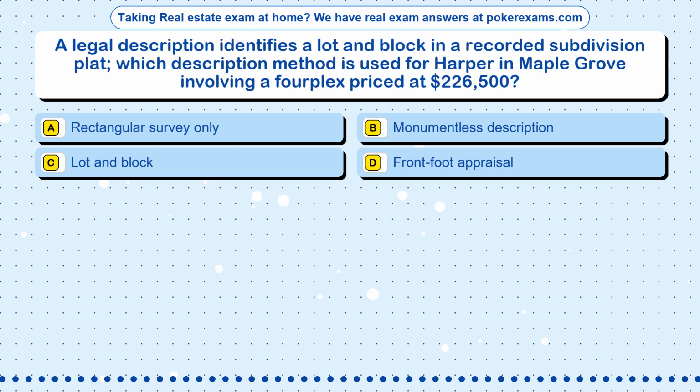Question 31. A legal description identifies a lot and block in a recorded subdivision plat. Which description method is used for Harper in Maple Grove involving a fourplex priced at $226,500? Option A, rectangular survey only. Option B, monumentless description. Option C, lot and block. Option D, a front foot appraisal.